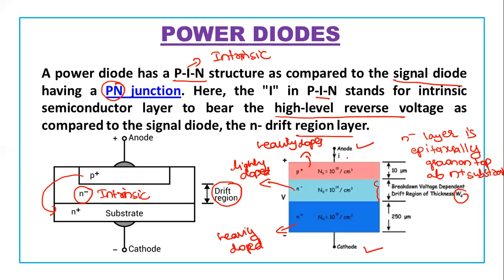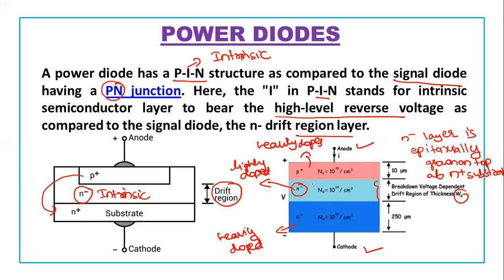So N plus layer was there, then an N minus layer was epitaxially grown, then a heavily doped P plus layer is diffused on the N minus layer to form the anode. So P plus is the anode and N plus is the cathode. In between we have a separate N minus layer. That is the difference between PN and PIN: the intrinsic semiconductor layer is there.